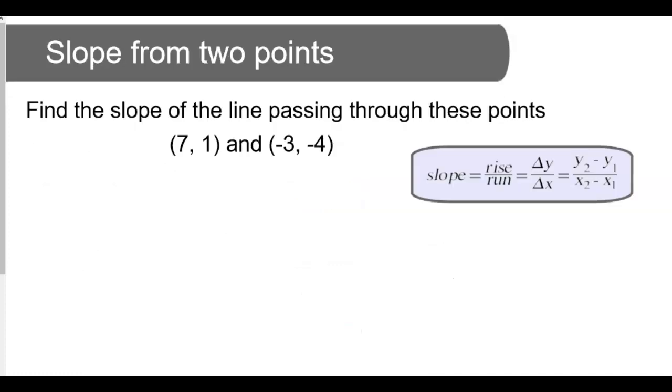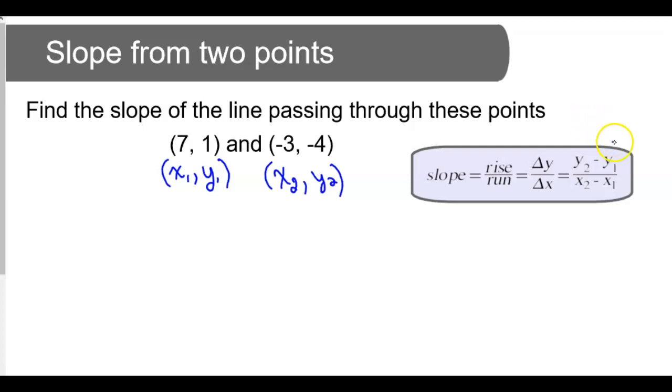So let's take a look at a first example. Find the slope of the line passing through these points, (7, 1) and (-3, -4). In this example, I'm going to say 7 is my first x-coordinate and 1 is my first y-coordinate. Negative 3 will be my second x-coordinate, and negative 4 will be my second y-coordinate. But you can see I could switch it around. I could make (7, 1) the second x and second y-coordinate, and (-3, -4) the first x and first y-coordinate, and I'll show you how that works.